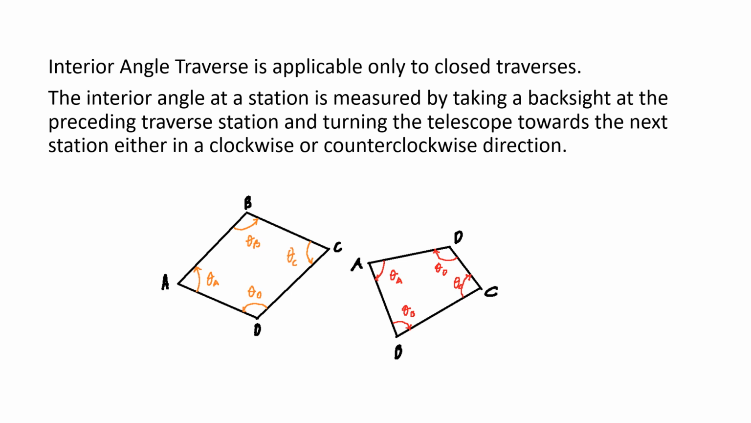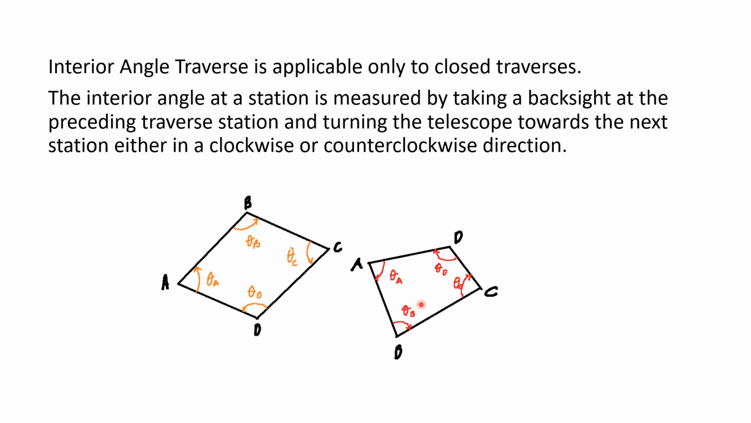We have here two closed traverses. One proceeds in a clockwise direction. Theta A, or the interior angle at station A, is measured by sighting the previous station D and turning the telescope in a counterclockwise direction towards station B.